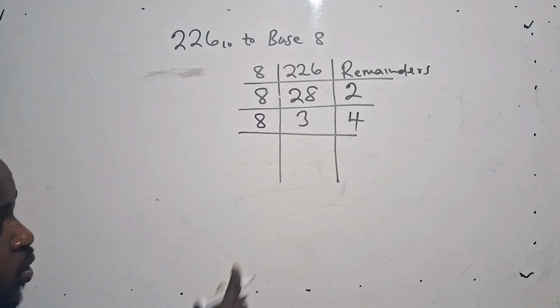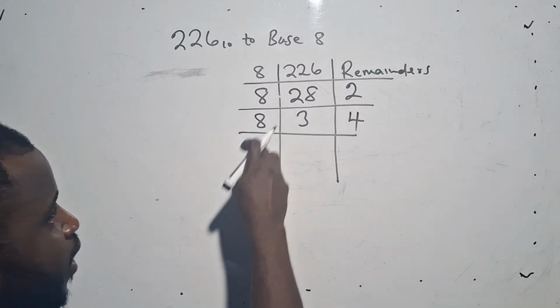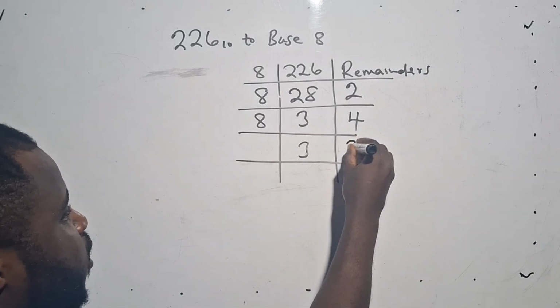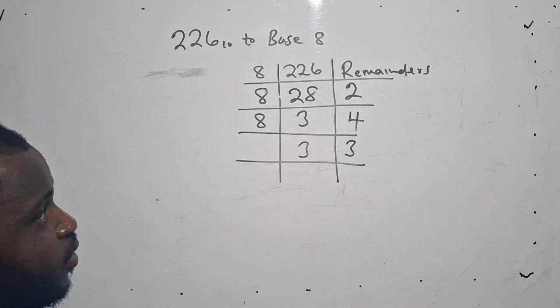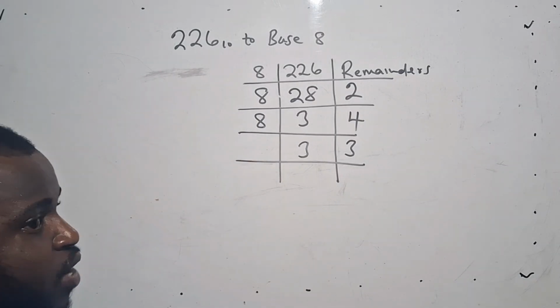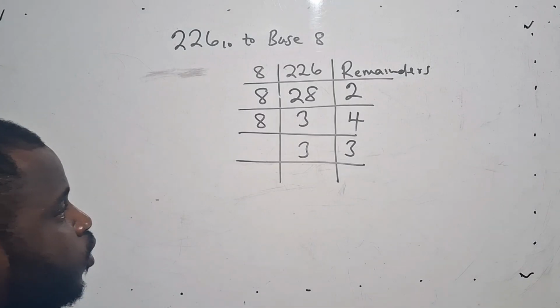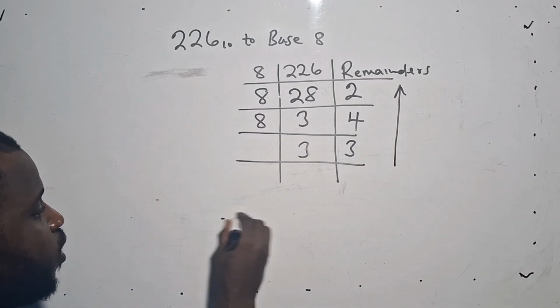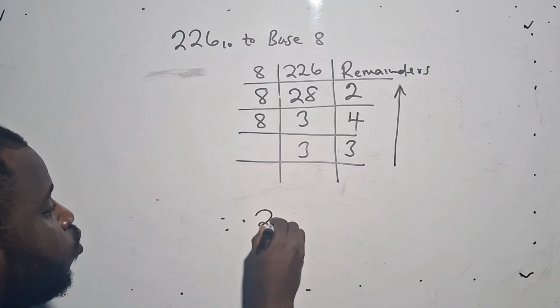Yes. So the next one, there's another number here. Can 8 divide 3? No. So I'll repeat the 3 here, then I'm going to repeat it here as the answer. So you divide till the number cannot divide anymore. That's the successive division. Then the answers are read from down to the top. So with this, I can conclude by saying that 226 base 10 is equal to 3, 4, 2 base 8.